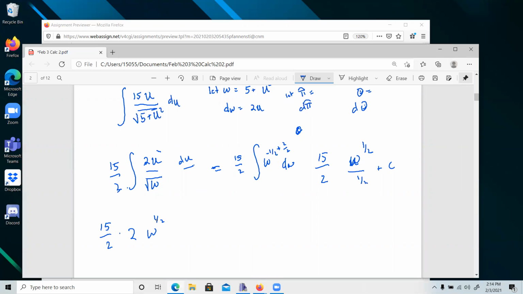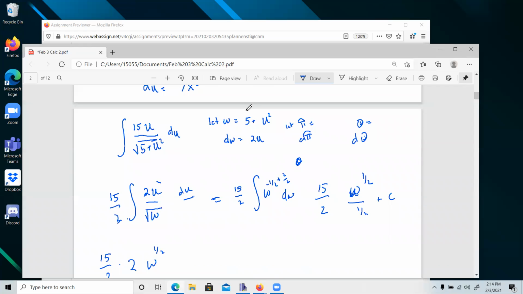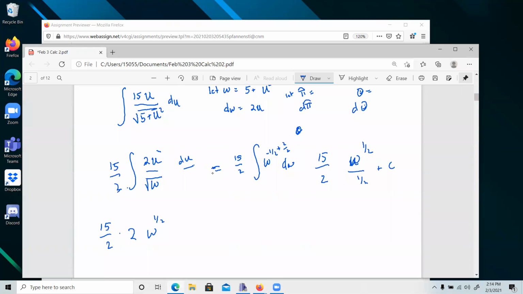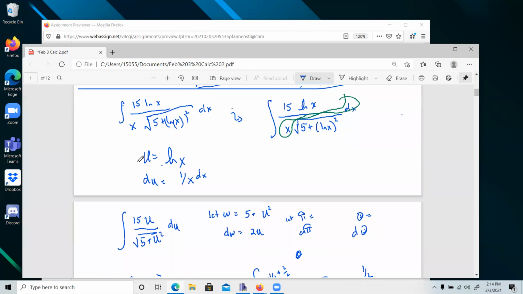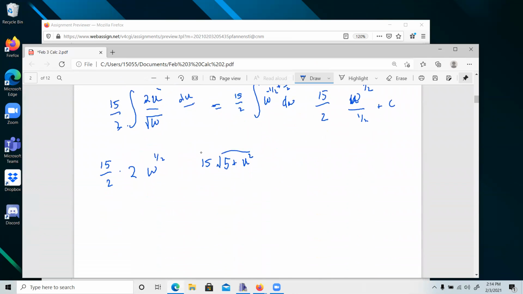What was w? W was 5 plus u squared. All right, what the heck was u? Well, we're going to go back up to u. U was the natural log of x. And there's our answer for this thing.